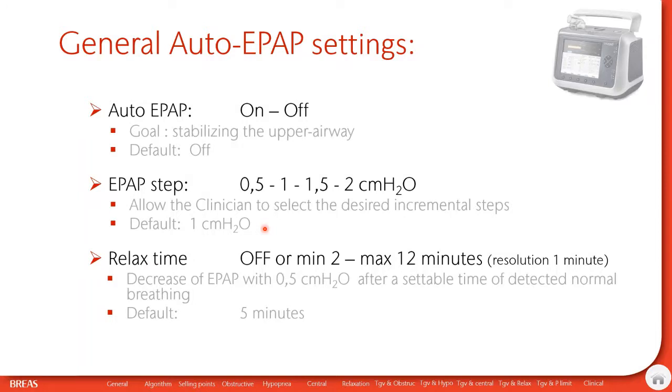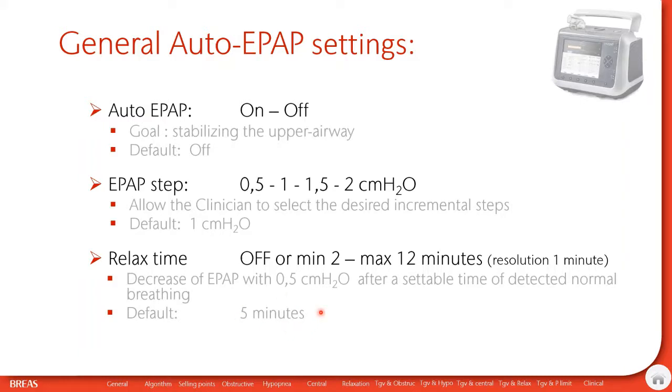The ventilator would not only increase EPAP in case of event detection, but in case of normal breathing will also decrease the actual EPAP to a lower value. The ventilator has to know when, after what time period, the EPAP pressure is allowed to decrease. The time of normal breathing after which the EPAP will decrease is the so-called relax time. The relax time can be set anywhere between 2 and 12 minutes. The default value is 5.